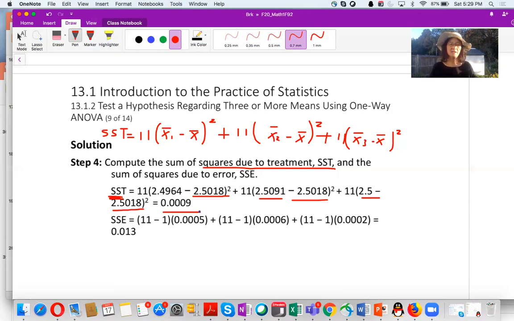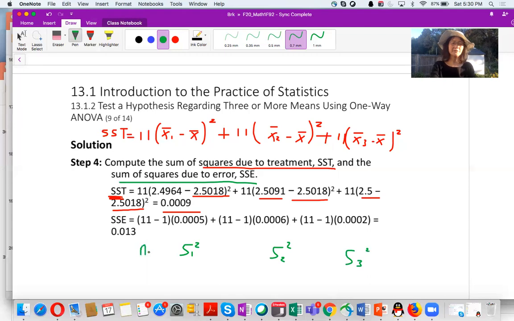Okay. Next, we'll produce the sum of squares due to error, SSE. And how do you compute SSE? Remember we did sample 1 variance, S1 squared, sample 2 variance, S2 squared, and sample 3 variance, S3 squared.